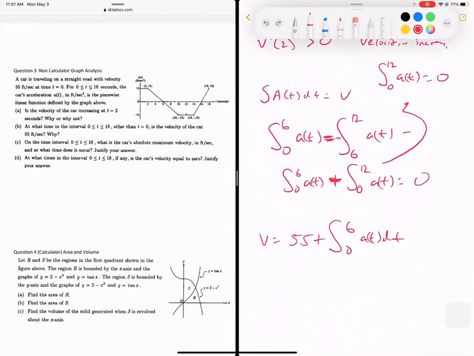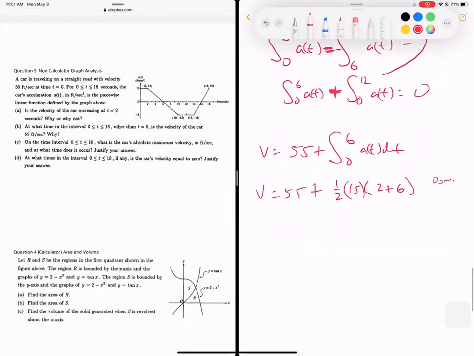So the trapezoid here is, I'm going to say plus 1/2 height, which is 15, and then 2 plus 6. And that's it. I just walk away from that. Done. If you want to actually do the math, 2 plus 6 is 8, half of 8 is 4, 4 times 15 is 60, 55 plus 60, make sure you do show all the work, don't be like me right now, is 115, okay? But please, you could have left it here and walked away and went home.